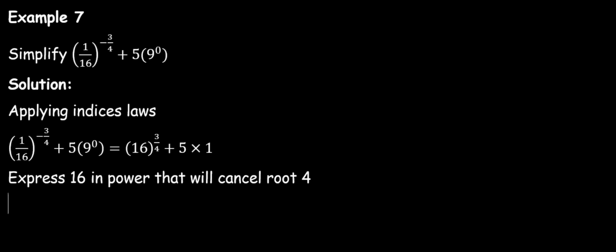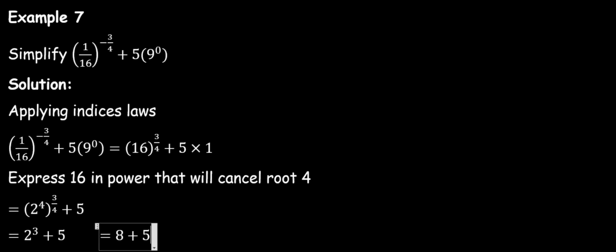And that will give us equals to 16 will now be 2 raised to power 4 bracket open and close, then raised to power 3 over 4 plus 5. Power 4 inside the bracket cancel out with the root 4 outside the bracket. And that will give us 2 raised to power 3 plus 5. And that is 8 plus 5, which is 13.